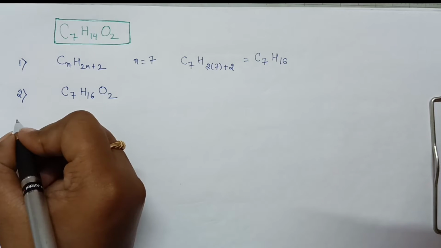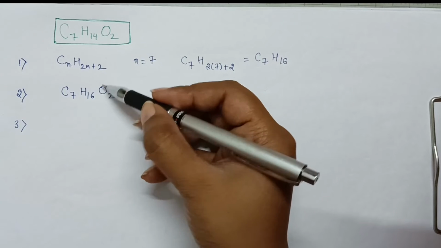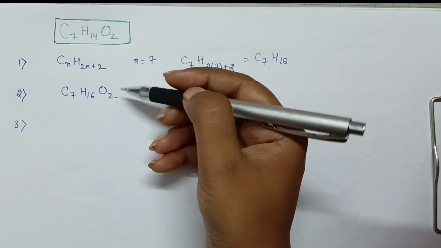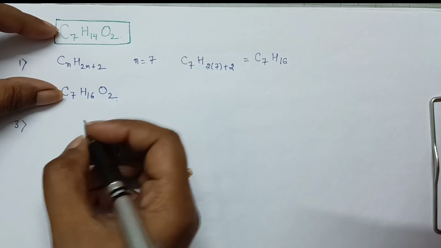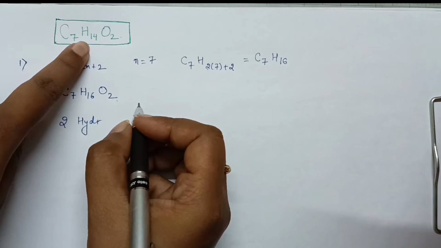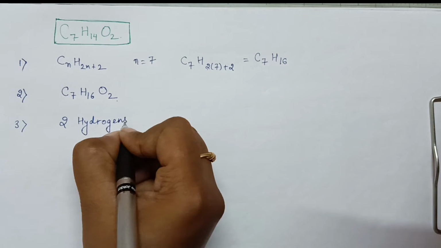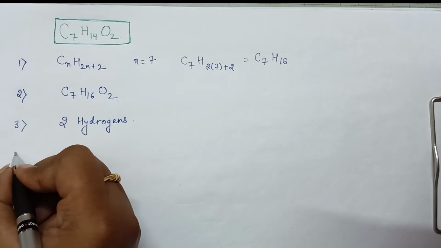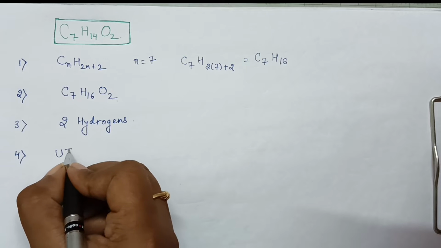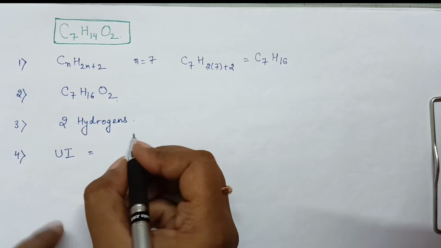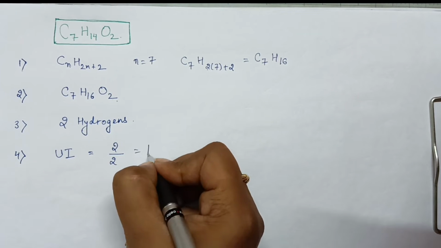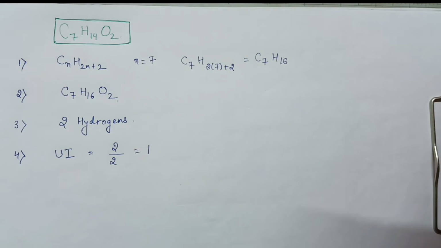Now in the third step, it was asked to compare these two formulas and find out the difference in the number of hydrogens. If we compare these two formulas, there is a difference of 2 hydrogens, right? Here hydrogen is 16, here hydrogen is 14. Now this is the third step. After this, the fourth step is to find the index of hydrogen deficiency, or the unsaturation index. That is the difference in number of hydrogens, 2, divided by 2 equals 1. So the unsaturation index is 1.